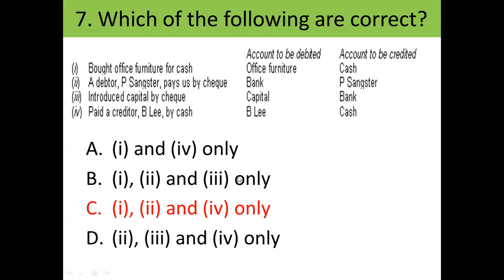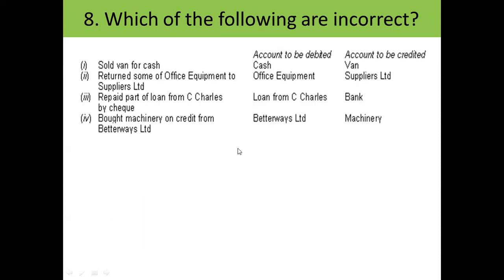Okay, let's go to question number 8. Which of the following are incorrect? Incorrect. You have to be careful while you are reading a question. You have to understand the meaning of the question. Here I have just asked for the incorrect statement. First one, sold the van for cash. When you sell the van for cash, you debit cash and credit van, and you have sold the van.